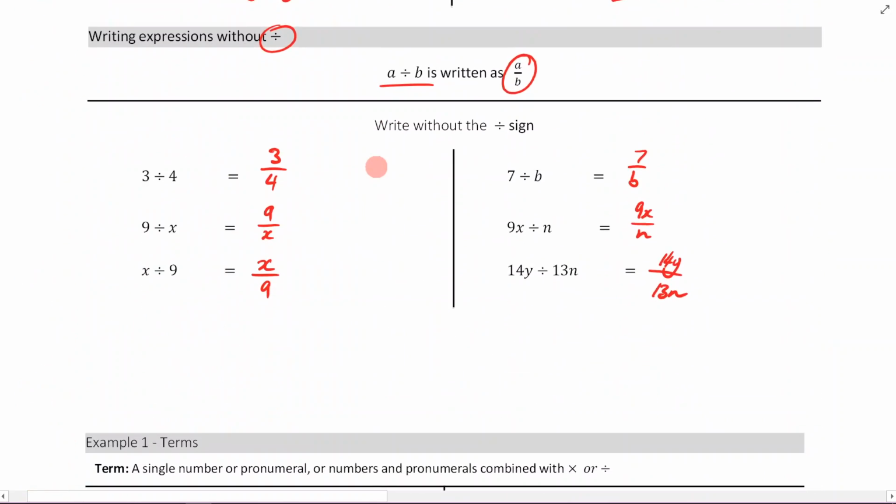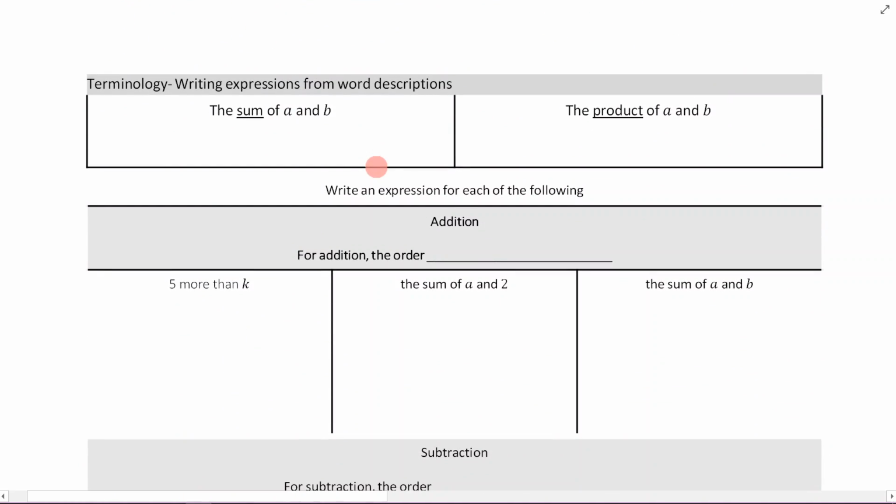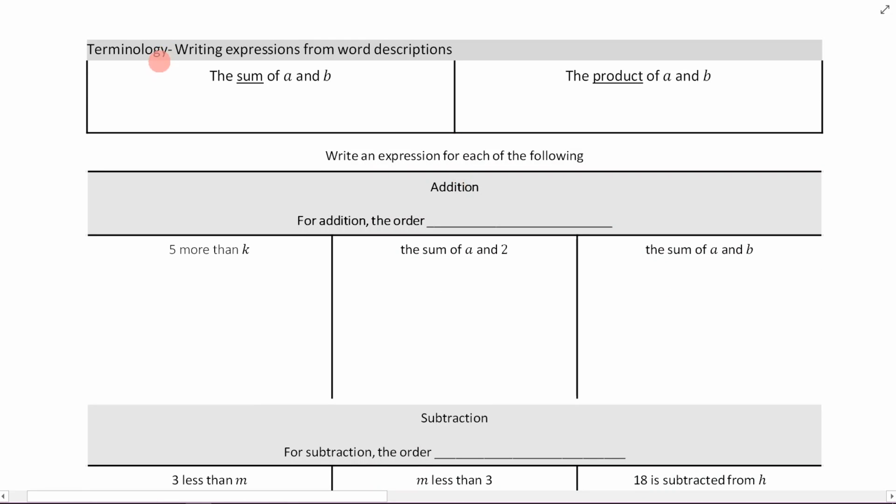So let's come all the way down to this page right here. Okay, so let's begin. The first thing we're going to do is, once again, learn just a little bit of terminology. And that is, when we're writing expressions from word descriptions, we're going to have to know certain words. The first one is going to be the word sum. If I say the sum of A and B, what is that mathematically, the sum? Well, the word sum means just add. So the sum of A and B is just A plus B.